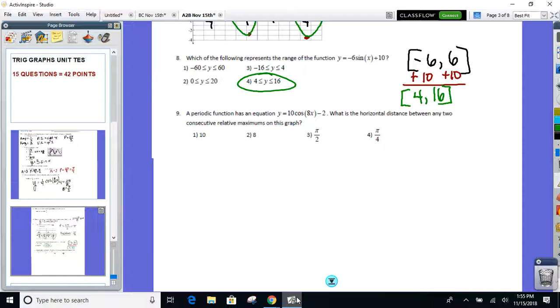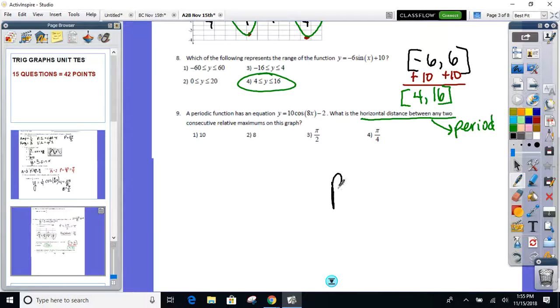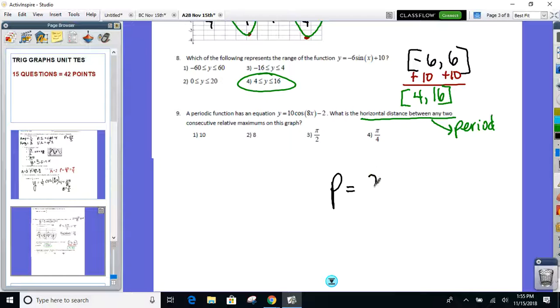Here's your equation. Let's see if we understand what they're asking for. The horizontal distance between 2 consecutive maximums. Max to max. What's that another name for? Min to min. What's that another name for? Before the max comes up again, I'm looking for the what? That's all this is. It's a fancy way of saying, hey, find the period. So you guys are going to do period equals. Go ahead.